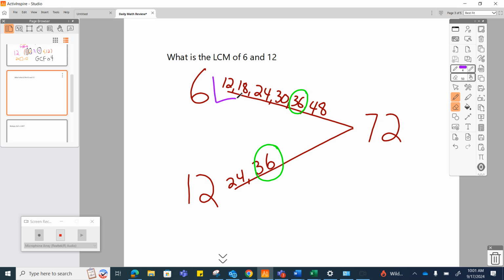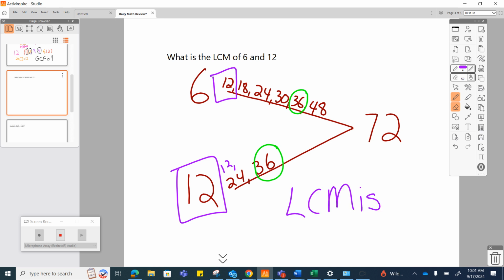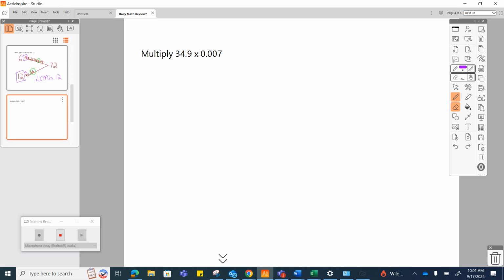Make sure you realize, and it might actually have helped if I'd written 12, 24, but 12. The least common multiple of 6 and 12 is 12. Okay? Going on to the next problem, long multiplication, which I noticed on these is not as long because she keeps giving you a bunch of zeros.